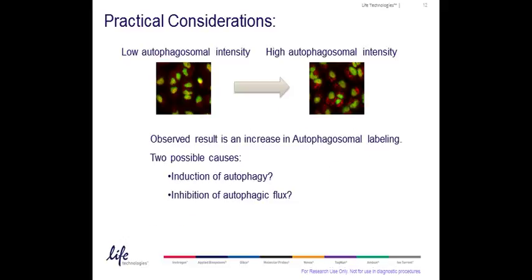Before we go on, there are a few practical considerations to take into account when performing autophagy research. Generally speaking, if you're using a marker such as LC3 to look at autophagosome formation, at rest you have a low autophagosomal intensity. You'll see very low levels of LC3 staining. You'll often, during the course of an autophagy experiment, see an increase in the autophagosomal intensity. This can have one of two causes. One can be the induction of autophagy, but it can also arise from an inhibition of autophagic flux. And this is a useful paradigm to be able to tease apart during your experiments.